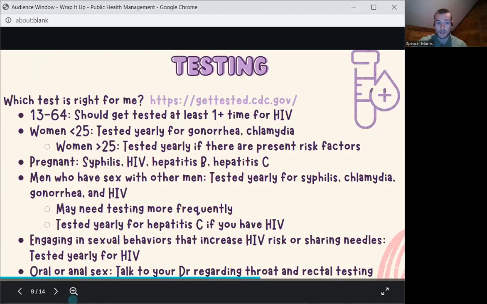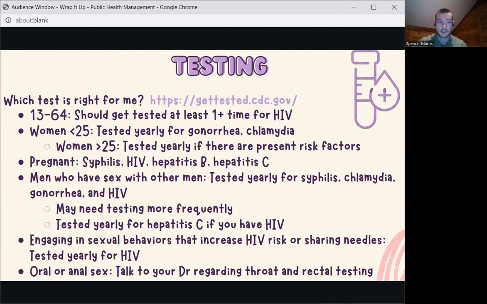As we have discussed throughout, testing is a huge piece when it comes to preventing STDs as well as getting appropriately timed treatment if you do have an STD. So how do you decide which test is right for you, and where do you find testing locations?